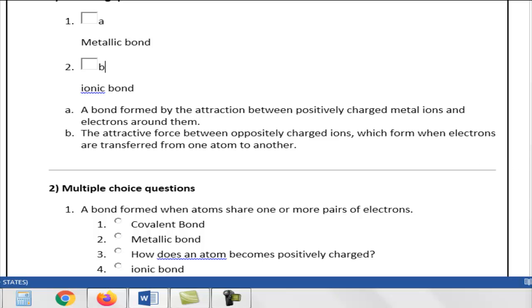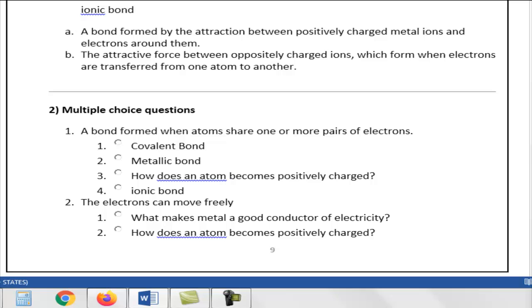Let us talk about the next question. Number 1, bond formed when atoms share one or more pairs of electrons. So it will be covalent bond, metallic bond, how does an atom become positive charge, or ionic bond? So number 1, it will be covalent bond.